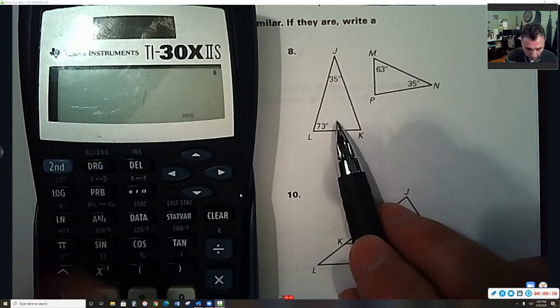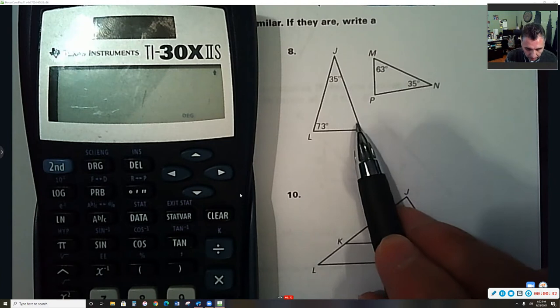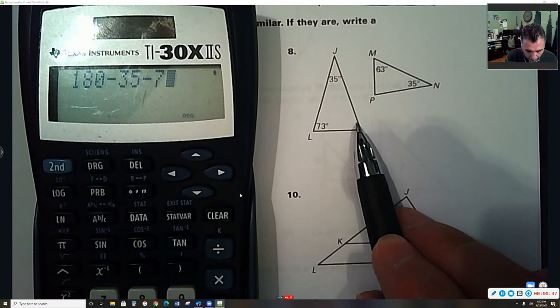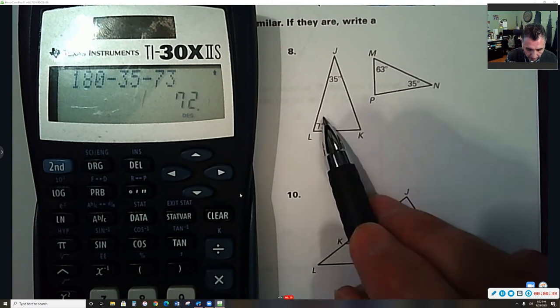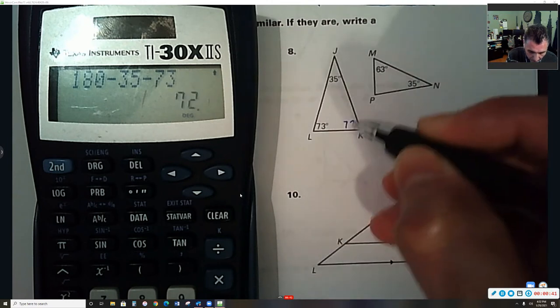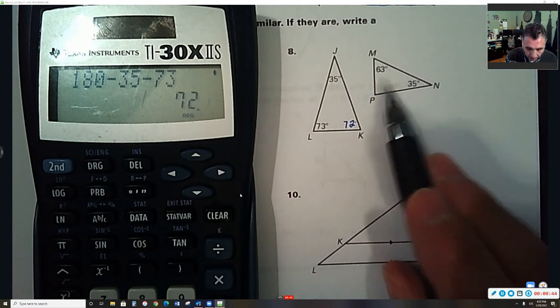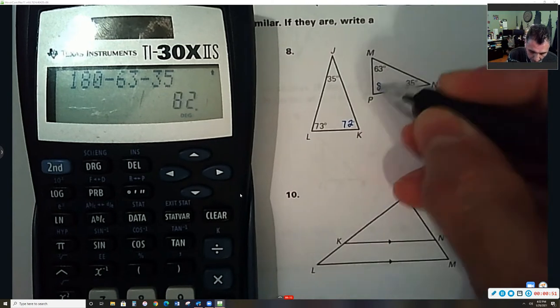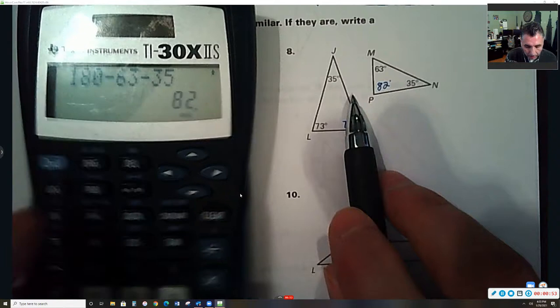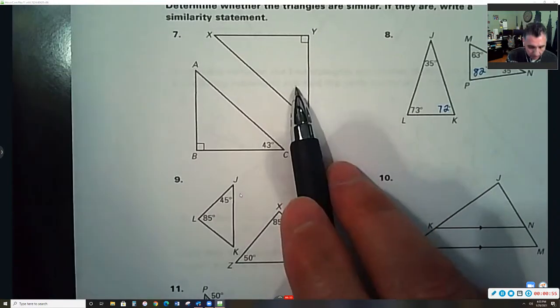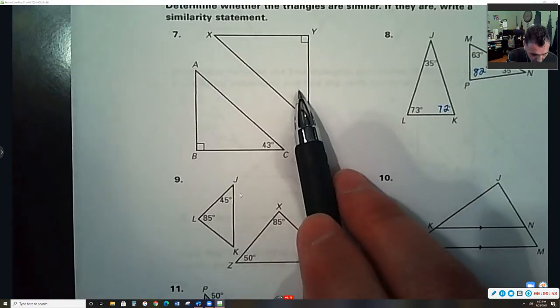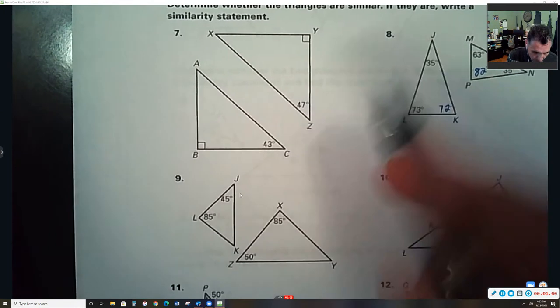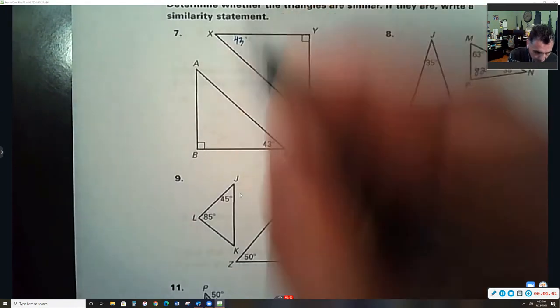Watch. Real quickly, you should be able to find this missing angle. Just take 180 and then subtract out the 2 that we know. So if I take 180 and subtract out 35 and 73, I'm left with 72, right? And then I can do the same thing for this one to figure out the one that's missing. So that part you should remember from the first semester. So I know that's 72, right? And then I'm going to go through and do that to this one. So I know this one is 43, and then I'll show you why we do that.